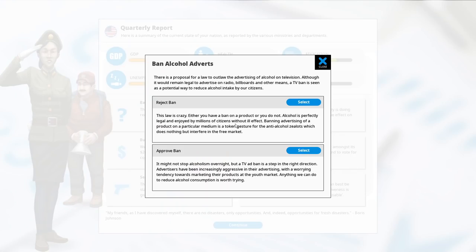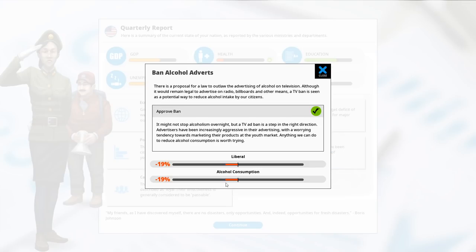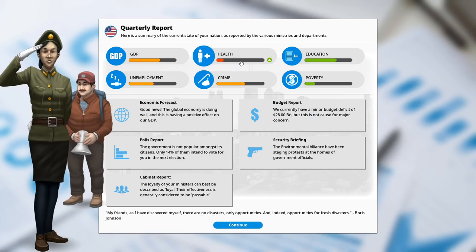Ban alcohol adverts. Now, might not stop alcoholism overnight, but a step in the right direction. Honestly, banning adverts entirely seems a little bit over the top to me. Maybe restrict them to certain times when, say, teenagers are less likely to see them, but... Okay. People aren't gonna like it, but we do have a bloody health crisis. I'm very divided on this one. Banning adverts for a product entirely doesn't really sit well with me. But I'm gonna say yes just because health is like my number one priority right now. Okay, that's gonna drop alcohol consumption. Love it. And health is ticking in the right direction. This is all very, very good.